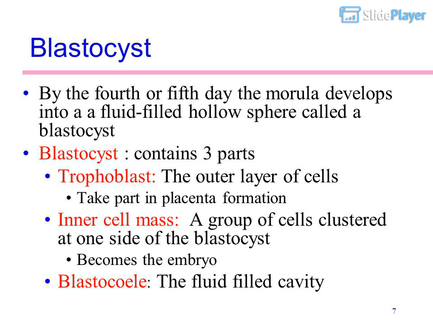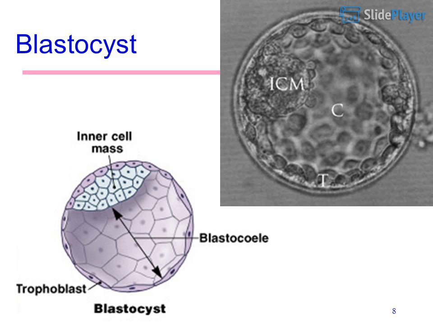Blastocyst contains 3 parts. Trophoblast, the outer layer of cells, takes part in placenta formation. Inner cell mass, a group of cells clustered at one side of the blastocyst, becomes the embryo. Blastocele, the fluid-filled cavity of the blastocyst.